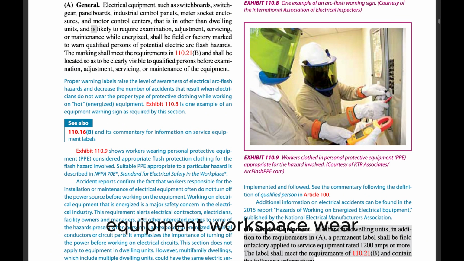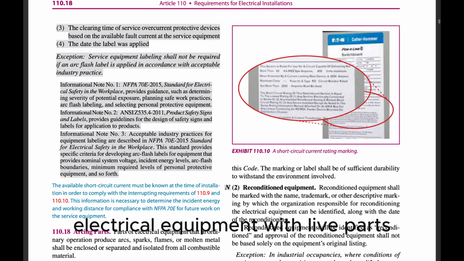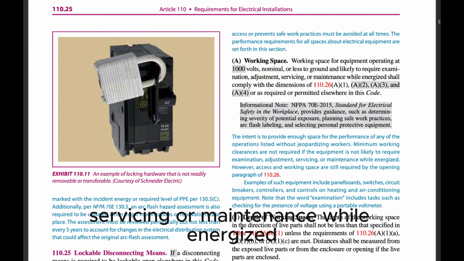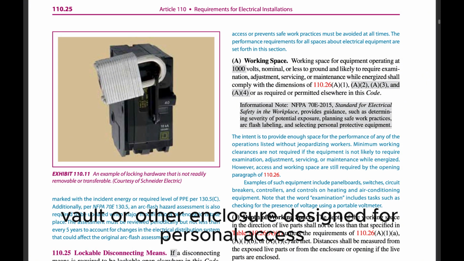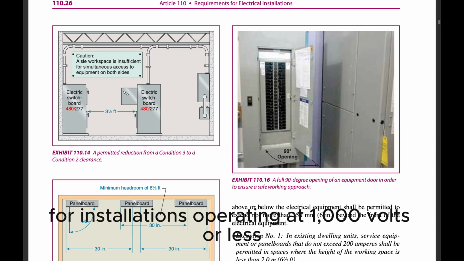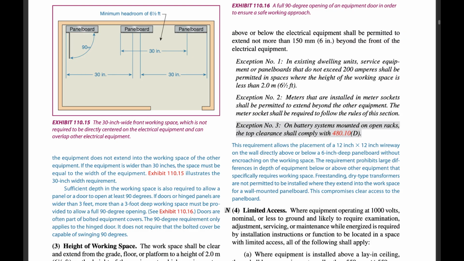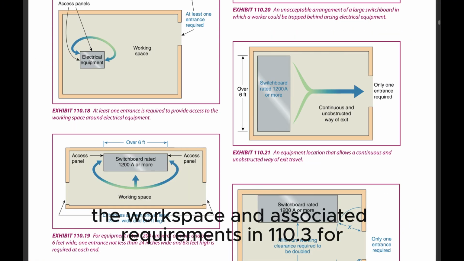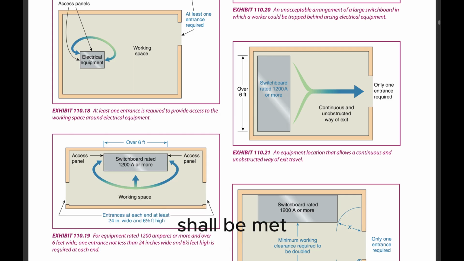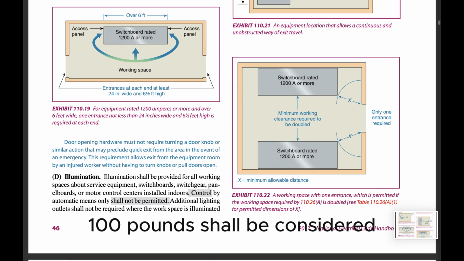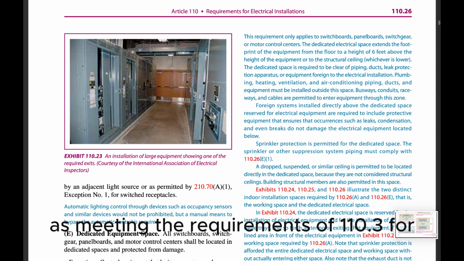110.73 Equipment workspace. Where electrical equipment with live parts that is likely to require examination, adjustment, servicing, or maintenance while energized is installed in a manhole, vault, or other enclosure designed for personnel access, the workspace and associated requirements in 110.26 shall be met for installations operating at 1,000 volts or less. Where the installation is over 1,000 volts, the workspace and associated requirements in 110.34 shall be met. A manhole access cover that weighs over 45.4 kilograms (100 pounds) shall be considered as meeting the requirements of 110.75(C).